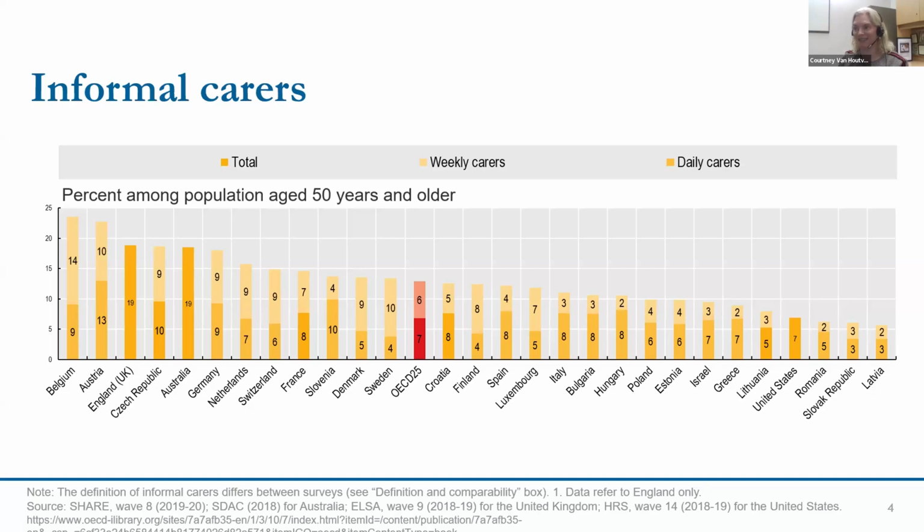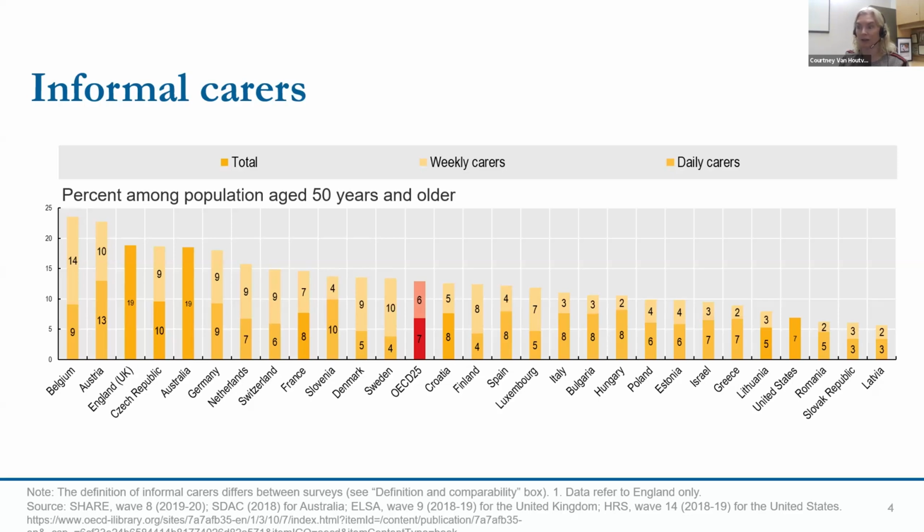And it varies by country, of course, the lowest in Latvia and the highest rate in Belgium. It also shows care intensity varies. That dark gold shows the percentage of people who are in daily caregiving compared to the lighter yellow that shows people engaged in weekly caregiving. And really, it just shows there's a lot of variety across the countries and in the intensity of care people provide.